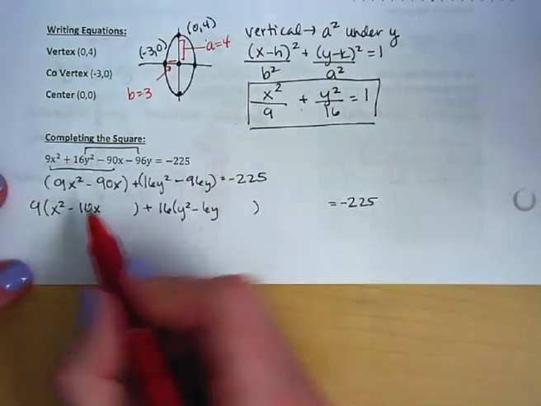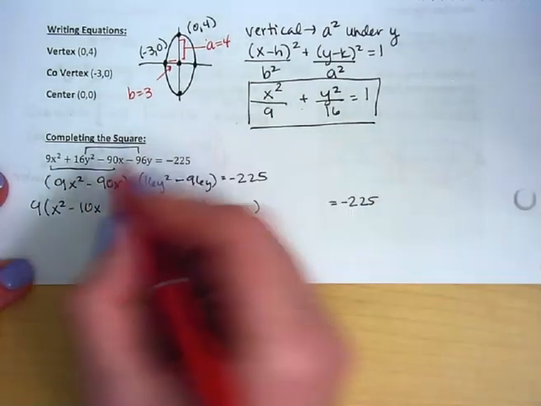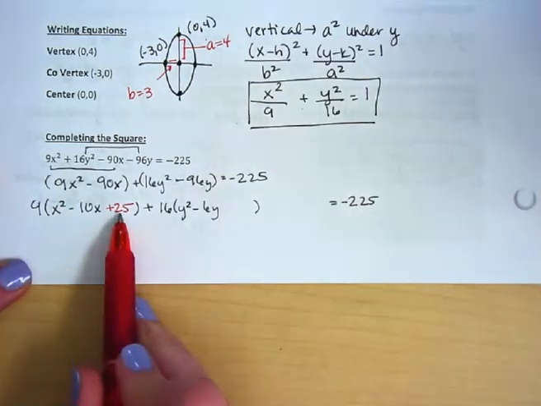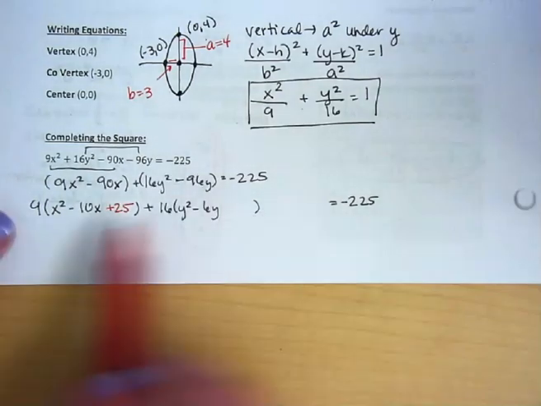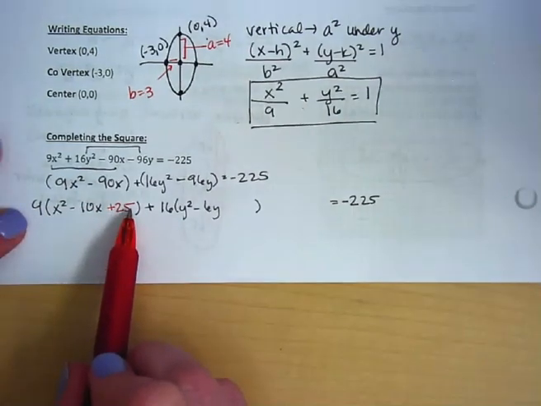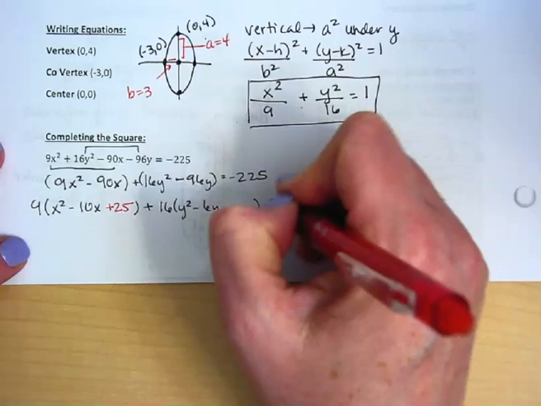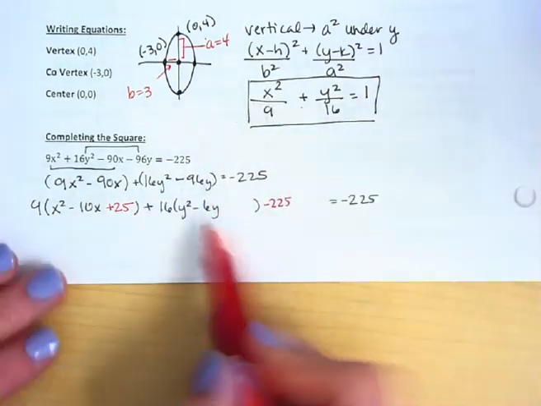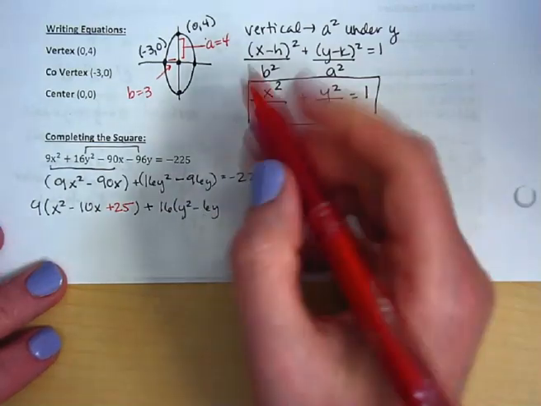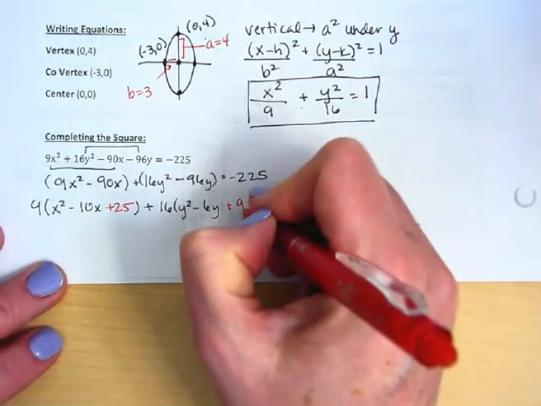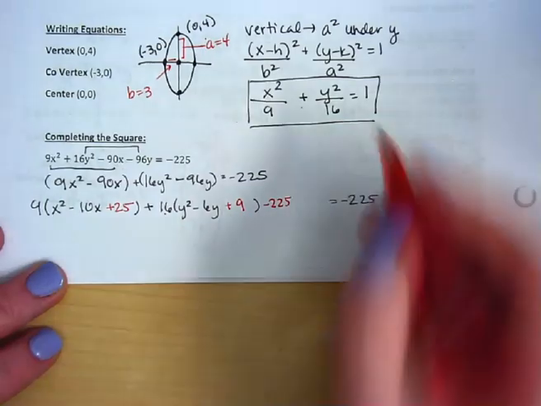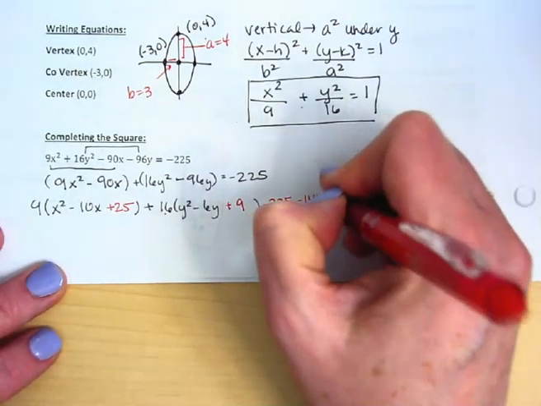So we do -10 divided by 2 is -5, squared is +25. If I'm adding that in the parentheses, I want to subtract it outside. But it's not just 25, it's 9 25s. And that is equal to 225. And then in this group, I take half of b and square it. That gives me -3 squared, or 9. I have 16 nines that I need to subtract outside, which is -144.